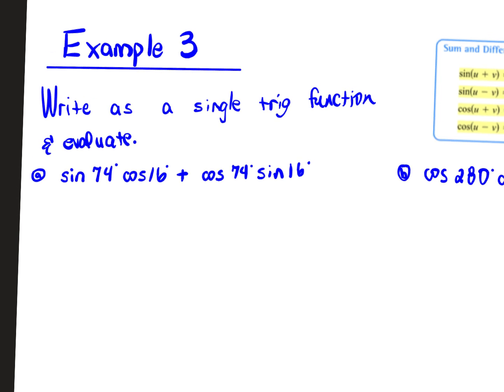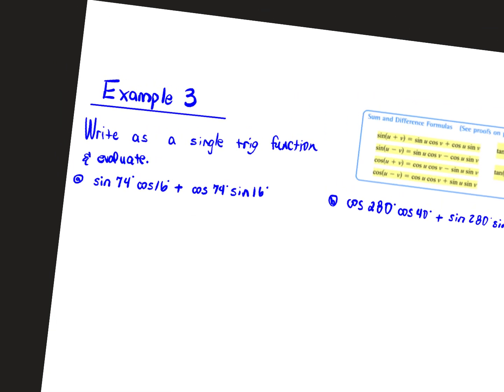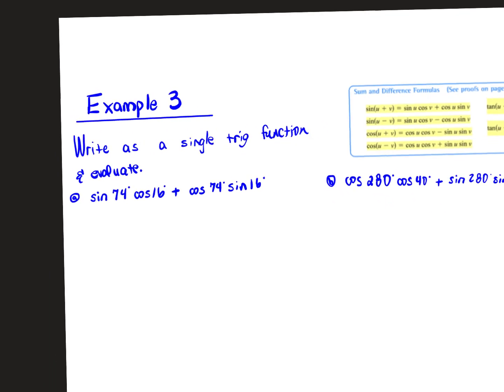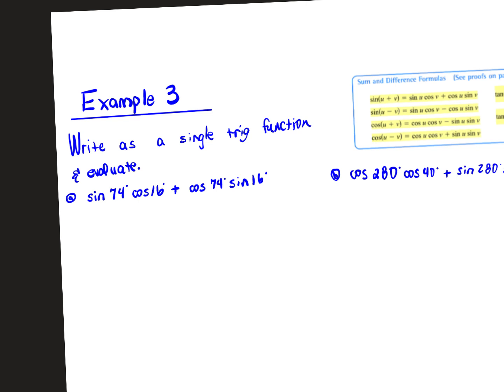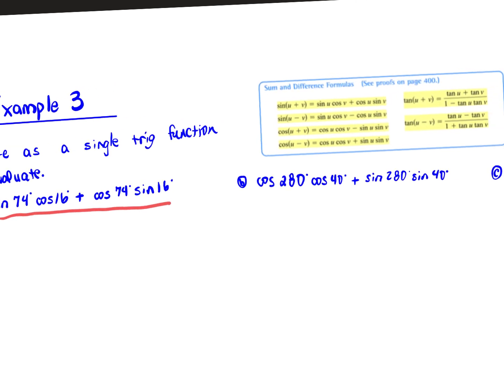And the question says, write as a single trig function and evaluate. So there's 2 parts to this question. You're going to write it as a single trig function, and then you're going to evaluate. You're going to tell me what the answer is. So when I look at this, the first thing you guys are going to do is determine which trig function they're talking about. Are they asking for sine, cosine, or tangent? How do you figure that out? You're going to match what they give you with one of the formulas.